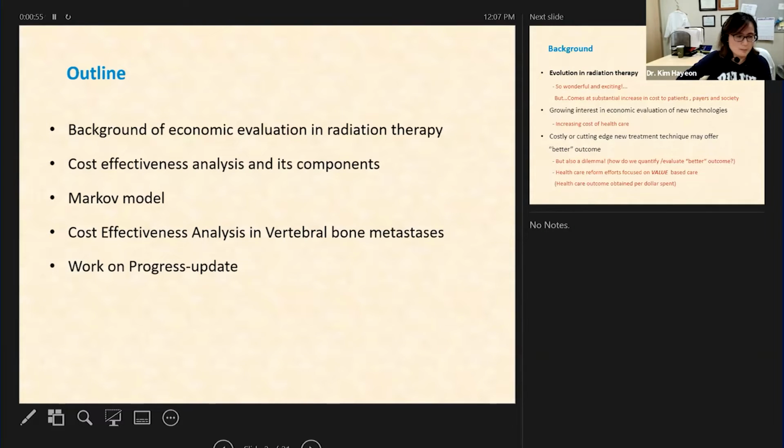Currently, we have way better and more prospective data available for bone mets with SBRT, so my cost effectiveness analysis is being updated.